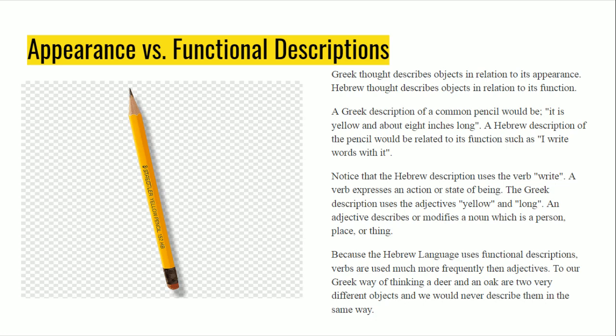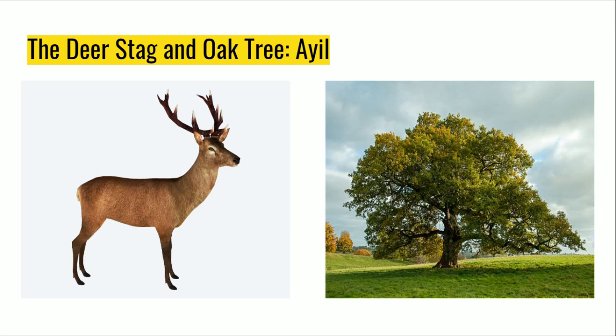Because the Hebrew language uses functional descriptions, verbs are used much more frequently than adjectives. To our Greek way of thinking, a deer and an oak are two very different objects, and we would never describe them in the same way. Okay, so here we see a deer stag and we see an oak. The Hebrew word for both of these objects is ayil. Because the functional description of the two objects is identical to the Hebrews, the same Hebrew word is used for both. The Hebraic definition, ayil, is a strong leader.